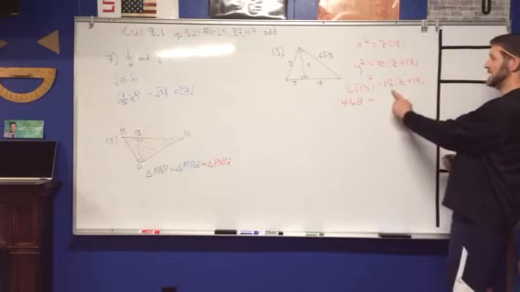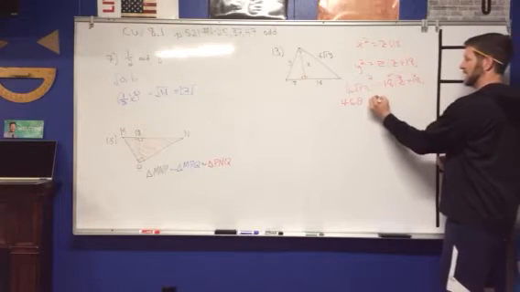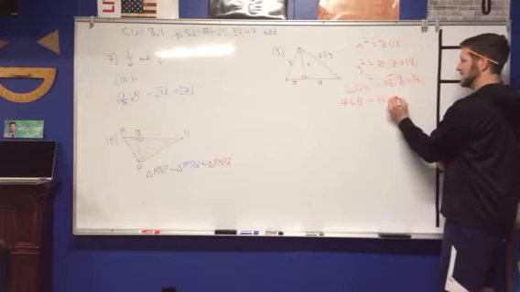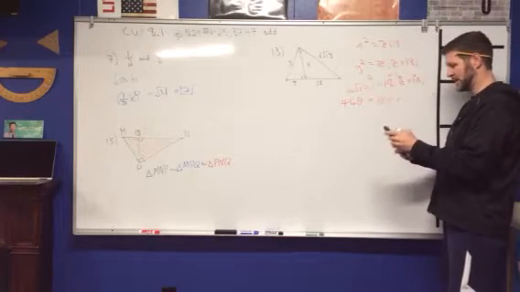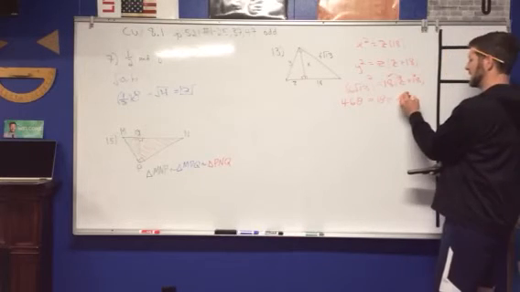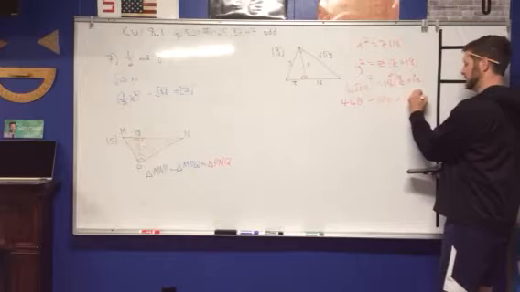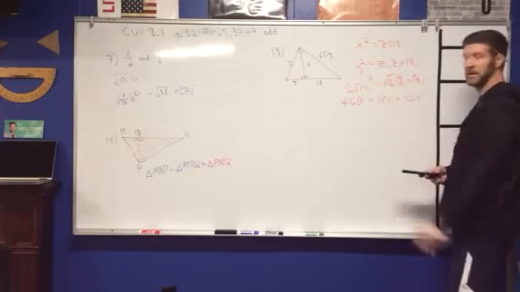Equals, and now I'm going to go ahead and distribute my 18 into my parentheses. So I'm going to get 18z plus 18 times 18. Again, you may not know what that is, so let's just go ahead and do it. 18 times 18, 324. Okay? So now we just have a simple algebraic equation to solve.